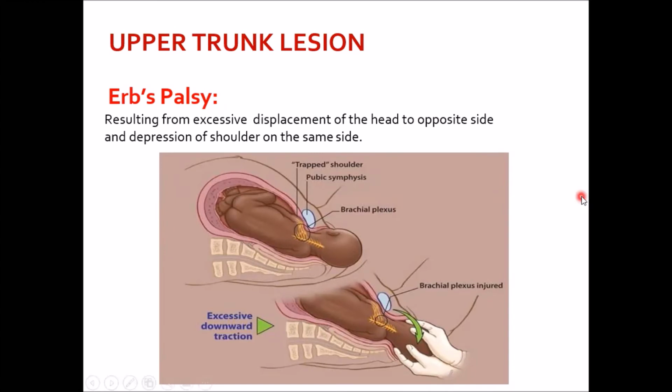Next lesion is upper trunk lesion. As you can see, the lesion of the upper trunk is called Erb's palsy, and it results from excessive displacement of the head to the opposite side and depression of the shoulder on the same side. As you can see in this diagram, this injury is very common during normal vaginal delivery. When excessive downward traction of the head is caused during the delivery process, there can be injury of the upper trunk of the brachial plexus.